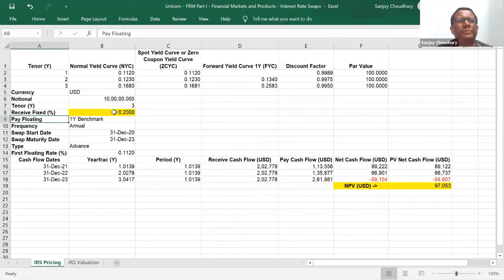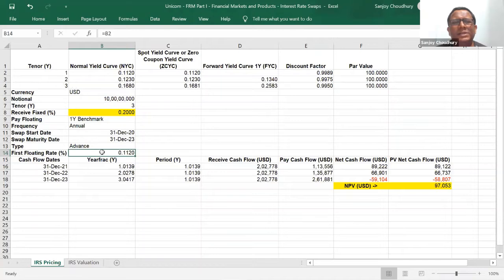So in this case, the floating benchmark is a 1-year benchmark. Frequency is, say, annual. Annually you get the cash flows. Swap start date was 31st December 2020, and the swap maturity date is 31st December 2023. This is an advance swap. That means at any given point of time, the first floating rate is known. So the first floating rate was known as 0.1120, which is typically the 1-year rate.